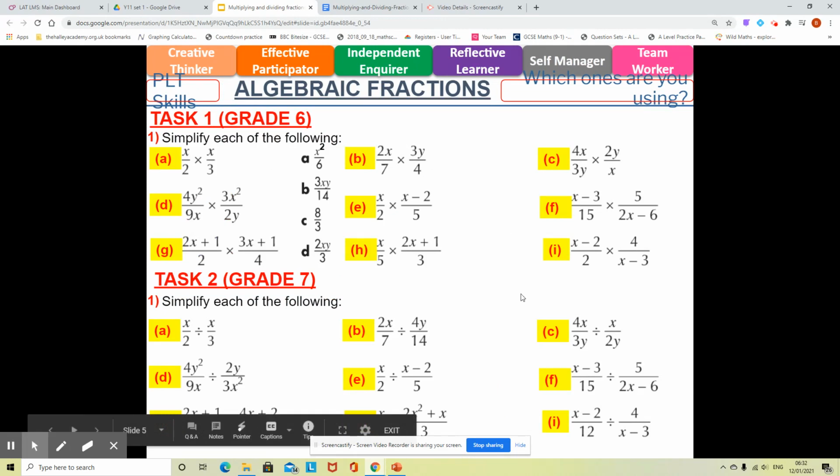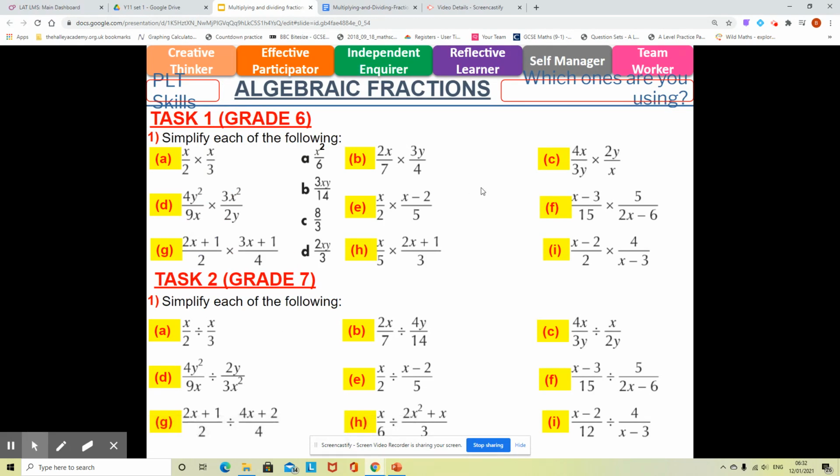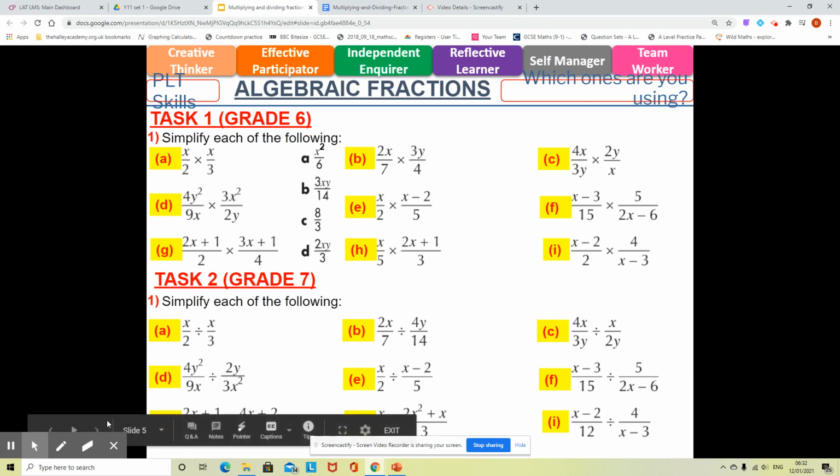Can you please attempt 10 questions from this page? Make sure you attempt them on a piece of paper or an exercise book, showing the working out clearly. Once completed, please go to slide 5 for answers.